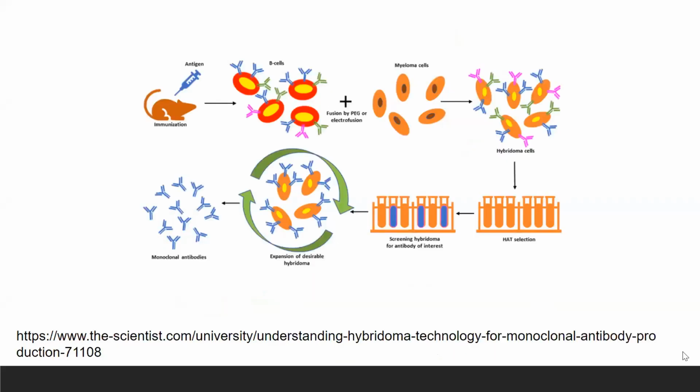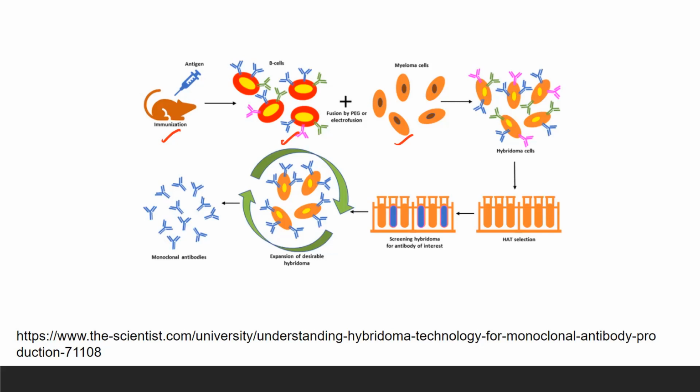The second thing that we need to understand is the hybridoma technology, which is used to produce these monoclonal antibodies. The first step is the immunization of a mouse against the antigen against which you want the monoclonal antibodies to be formed. The mouse will produce many types of B cells against this antigen. You will extract these B cells and fuse them to myeloma cells using PEG, or polyethylene glycol.